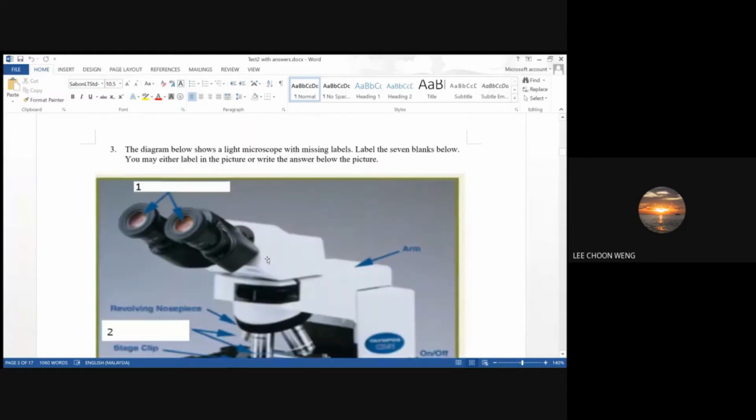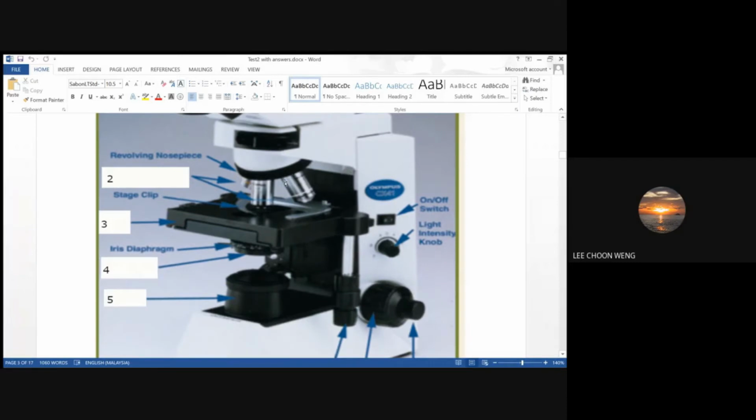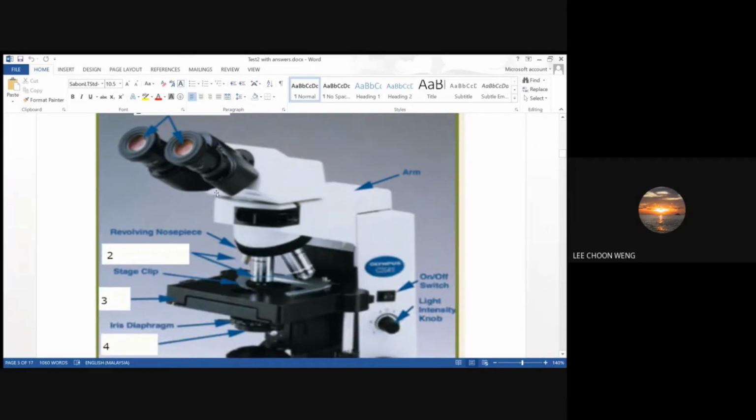Okay. Here shows the label of a microscope. Missing labels of a microscope. These are the ocular lens. So this is usually 10 times. Then you have your revolving nose piece, the lenses. Usually you start at 4, 10, 40, then 100. So at the most you can get about 1000 times magnification with oil immersion. If not, then you're stuck with 400 times, 10 times, and 40 times here.